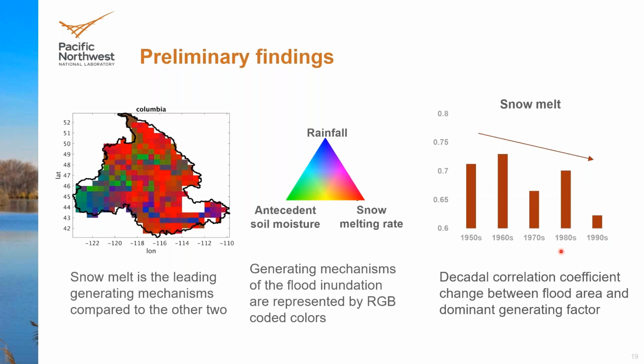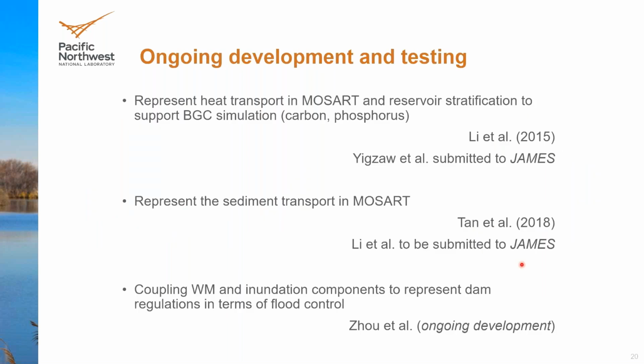We're still exploring the way we do the analysis. So finally, I wanted to go through some ongoing developments. Here I'm listing three of them, all based on the MOSART platform. For now, Hongyi has already developed a river temperature model, which can represent the heat transport in MOSART, and reservoir stratification, which is from a paper also from his team, to support BGC simulation. In the future it can also simulate carbon and phosphorus and so forth.